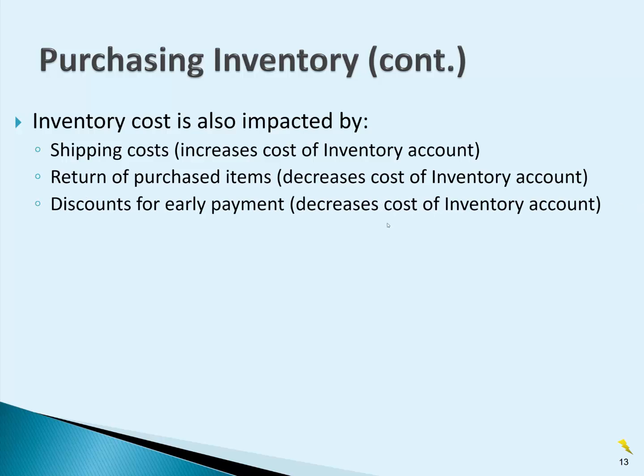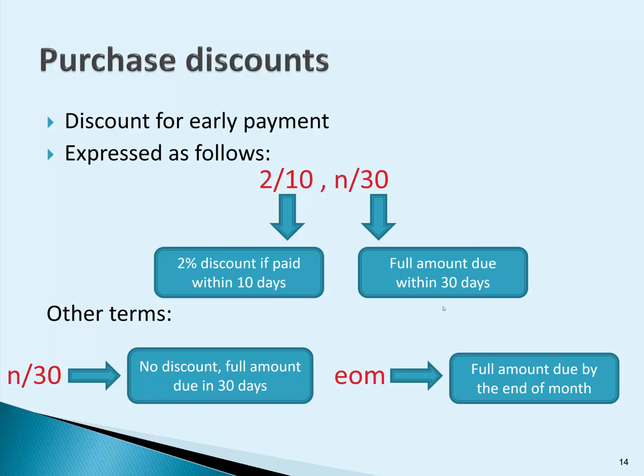And remember that $35,000 invoice from the previous slide? So if we paid early and got a discount, that discount would lower the cost of the inventory, because the inventory did not really cost us $35,000. It cost us an amount less than that. So we would have to lower the cost of the inventory account. So let's look at those purchase discount numbers in more detail.